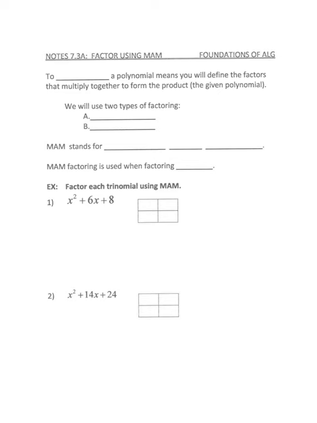In 7.3a, we're going to look at another type of factoring. And so remember our definition of factoring. To factor means you factor a polynomial, you define the factors that multiply together to form the product. So we're going to use two types of factoring, and the first one we already talked about. That was GCF factoring.